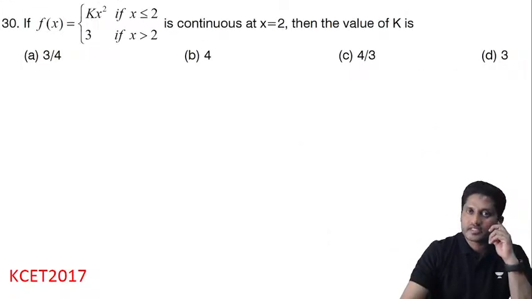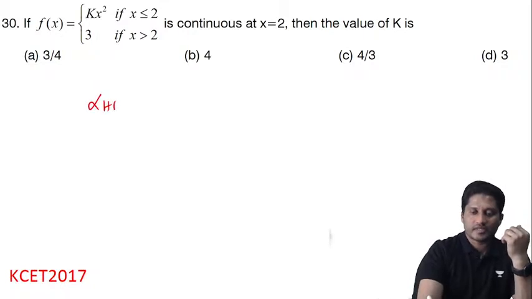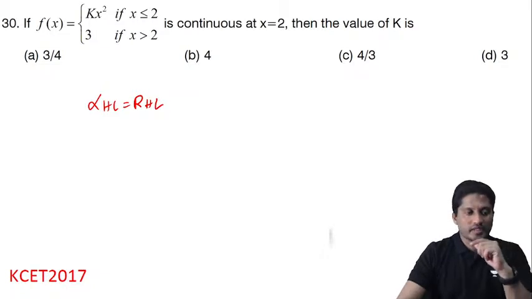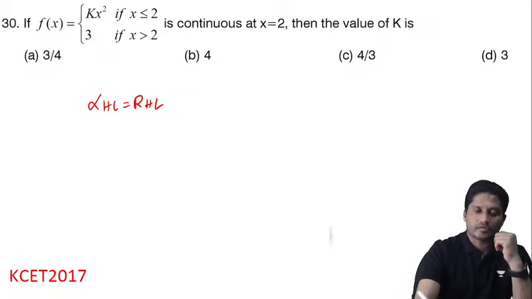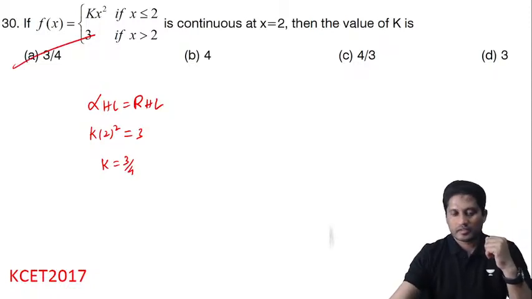Function is continuous at x is equal to 2. What should be the value? It's already continuous, right? So left hand limit is equal to right hand limit. Less than 2 will be left hand limit. More than 2 will be right hand limit. If I substitute 2 here, you get k into 2 square. If I substitute 2 here, you get 3. So k is equal to 3 upon 4. Okay, that's the first option.